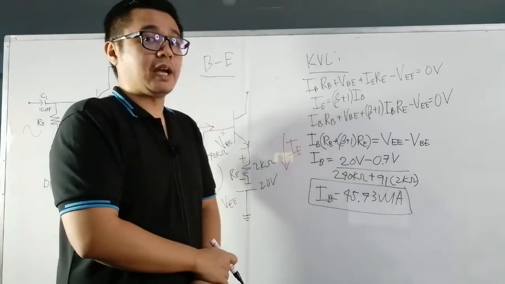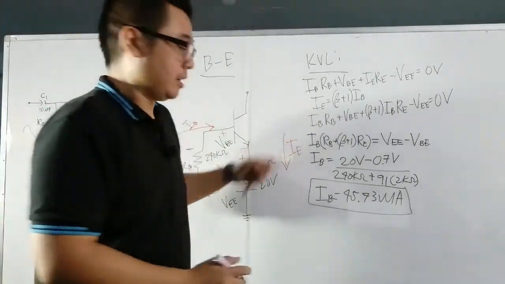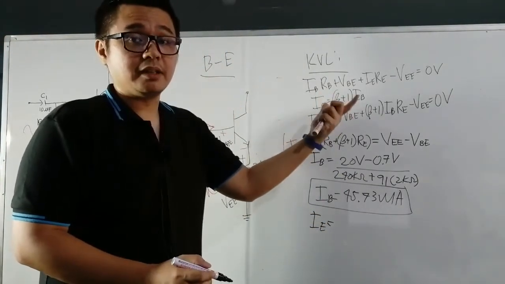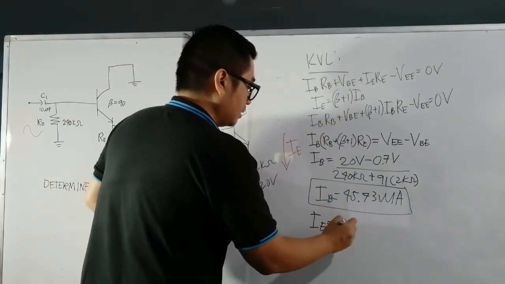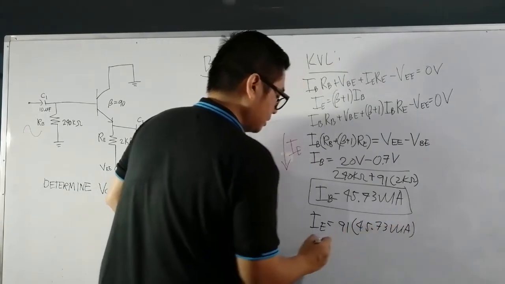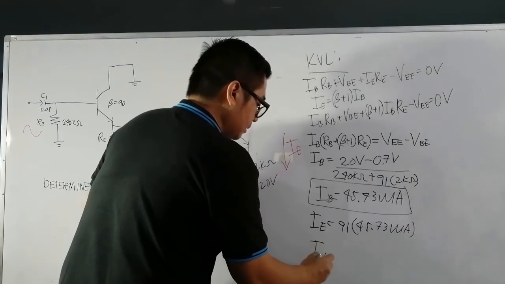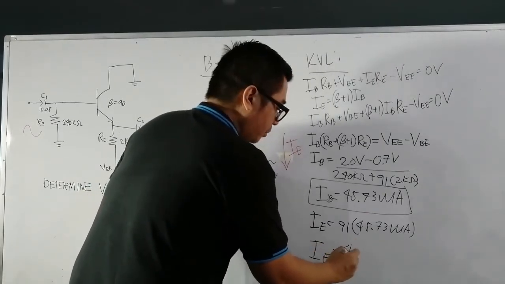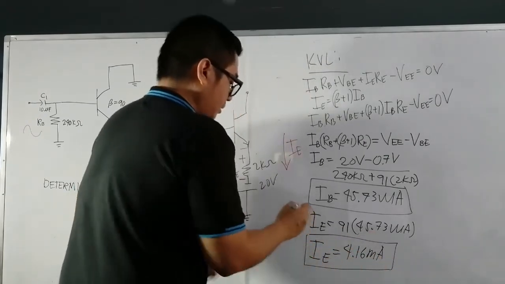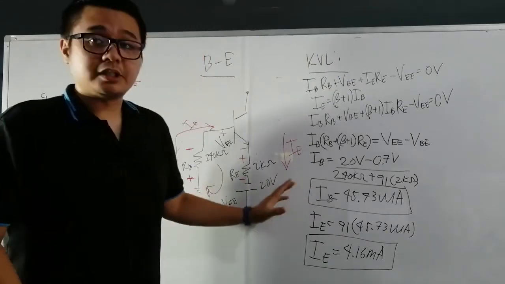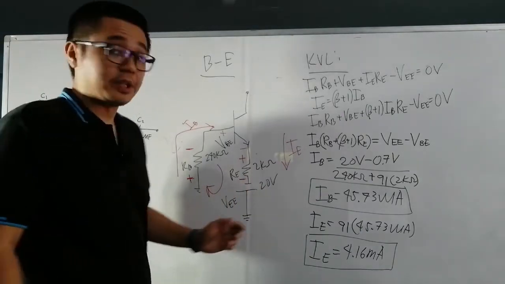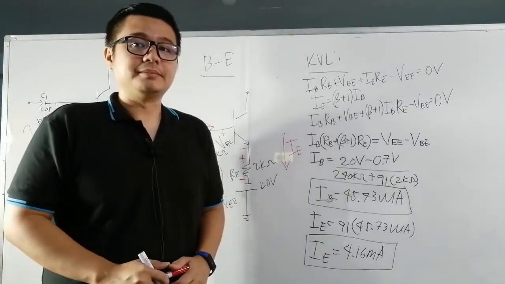But how do we solve for I sub E? We can use this equation. We have I sub E equals beta plus 1. So we have 90 plus 1, we have 91 times 45.73 microamperes. So I sub E is now equal to 4.16 milliamperes. Those are the two currents na hahanapin natin muna for now. And then later on, we'll solve for the output voltage VCE.